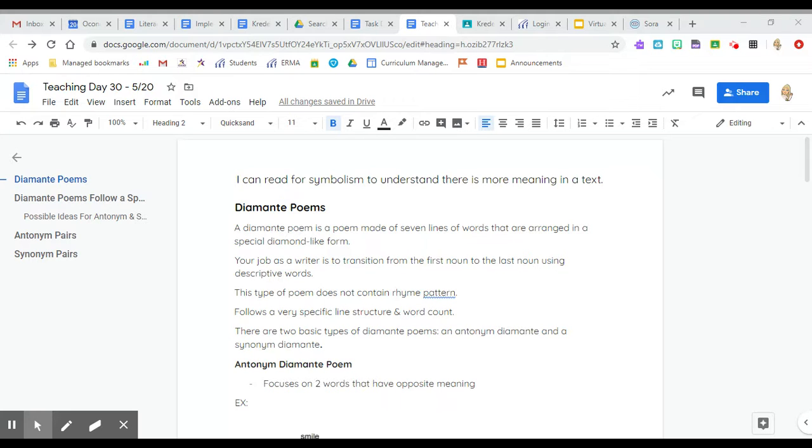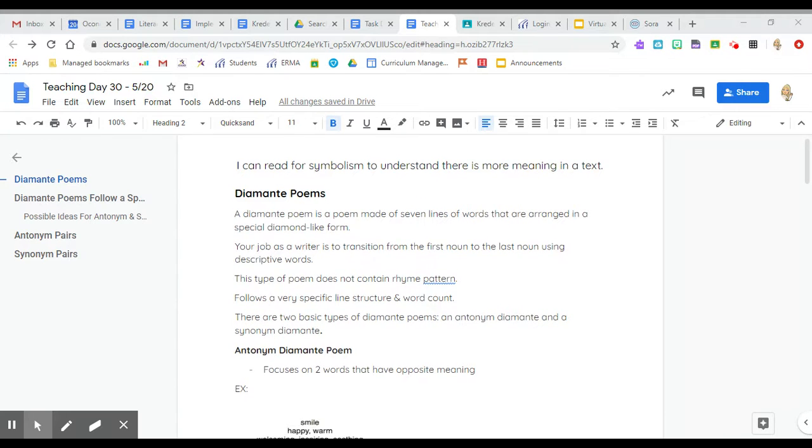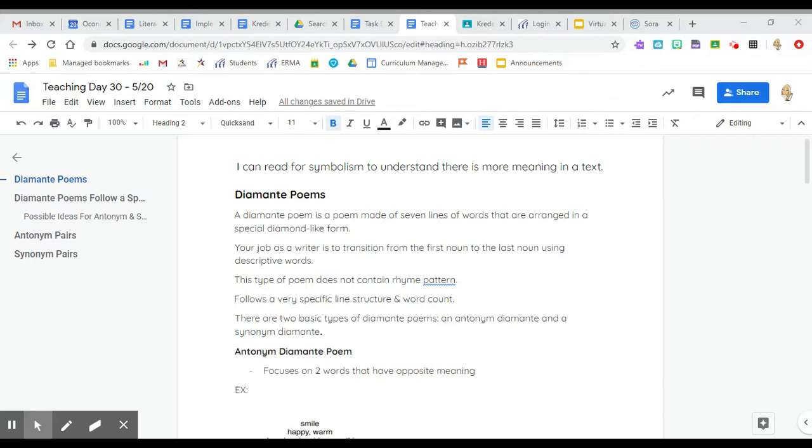So today we're working on Diamante poems, and these are one of my favorites because I think they're just really interesting. We're still focusing on symbolism. I can read for symbolism to understand there's more meaning in a text. We're going to do that by writing Diamante poems. A Diamante poem is made up of 7 lines, arranged in a diamond form. I think that's why I like them, because you can see the shape. Your job is to transition from the first noun to the last noun using descriptive words.